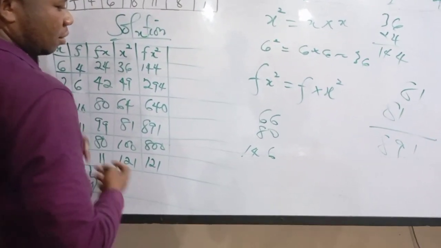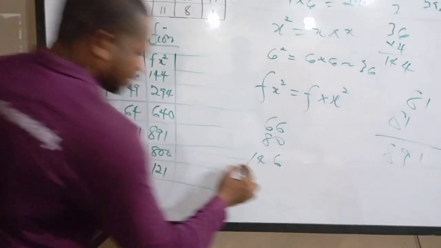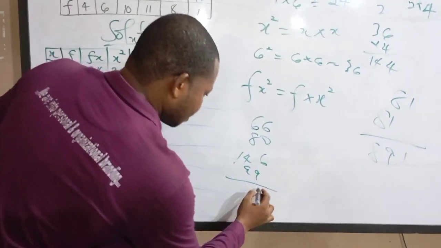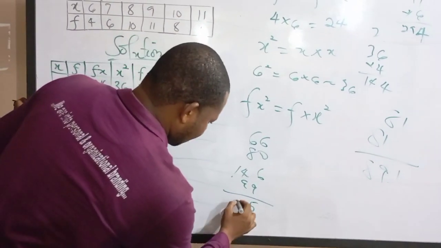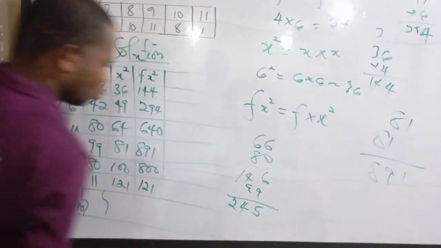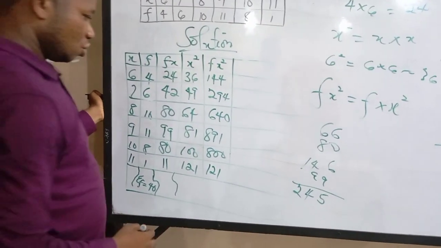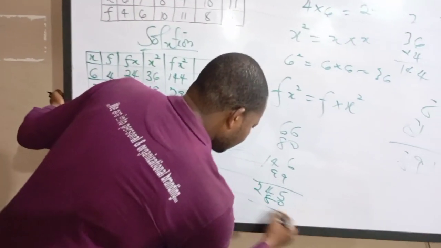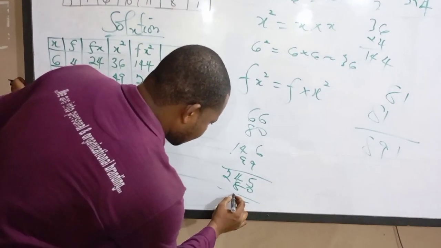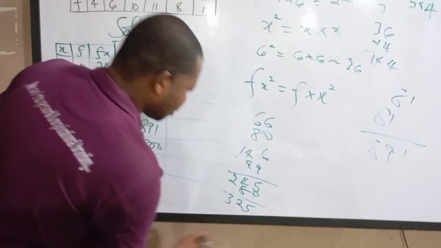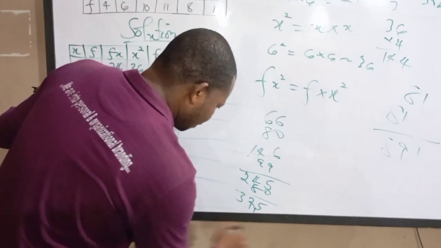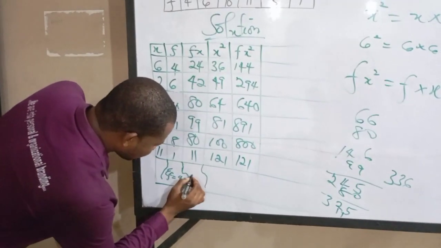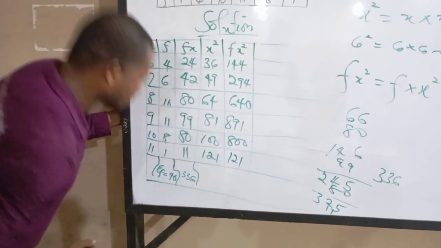66 plus 80 gives us 146. 146 plus 99 gives us 245. 245 plus 80 gives us 325. Then finally 325 plus 11, that is 336. So the summation here gives us 336.